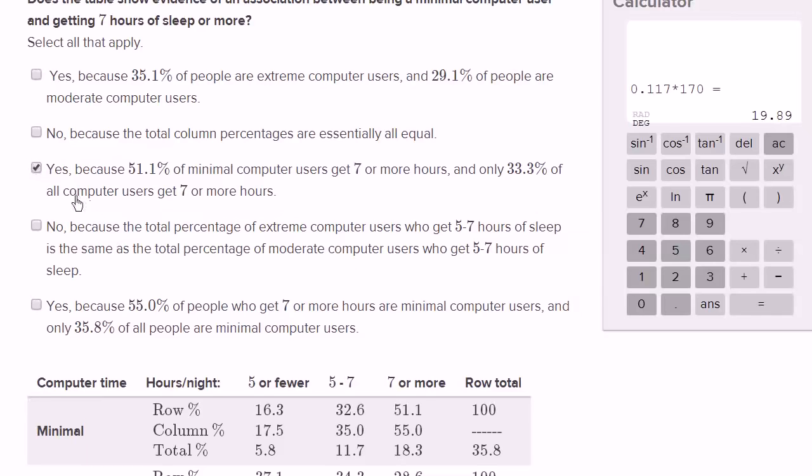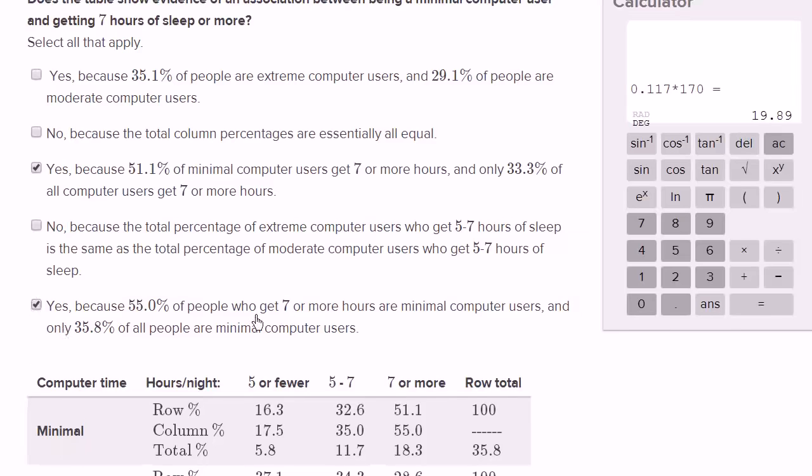No, well, I already said I think it's yes, but because the total percentage of extreme users who get 5 to 7 hours of sleep is the same as the total percentage of moderate computer users who get 5 to 7 hours of sleep, that doesn't really meet the point that we're looking for. Yes, because 55% of people who get 7 or more hours are minimal computer users, and only 35% of all people are minimal computer users. Actually, I'll go with this as well. Oh yeah, this is a multi-select here, so I could select that one as well.